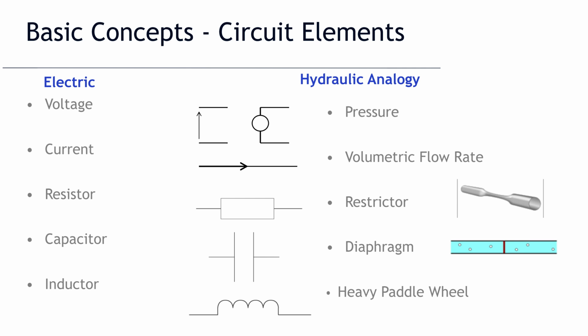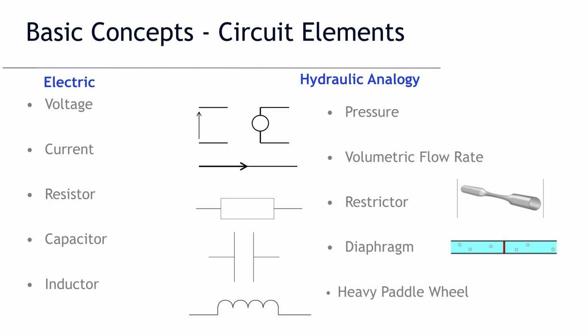2. Current versus flow rate. Current is similar to the flow rate of water. It measures how much electric charge, like water, moves through the circuit per second. 3. Resistor versus restrictor. A resistor acts like a restrictor or a narrow section in a pipe. It resists the flow, causing a drop in pressure, voltage, and reducing the current, flow rate.